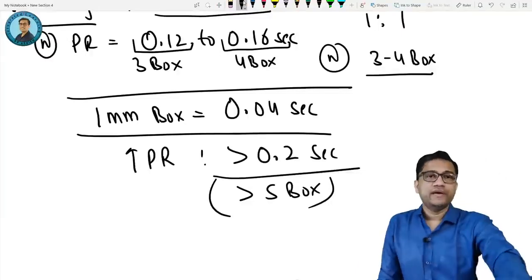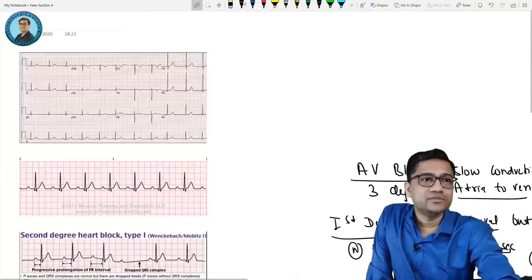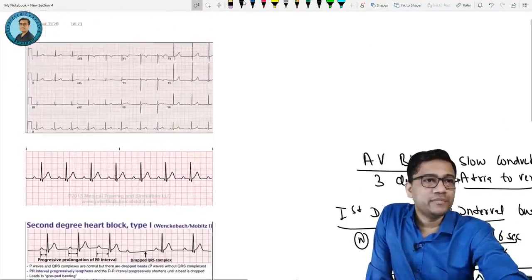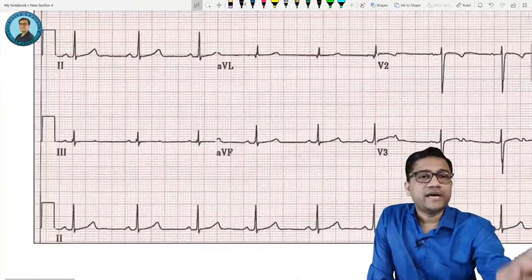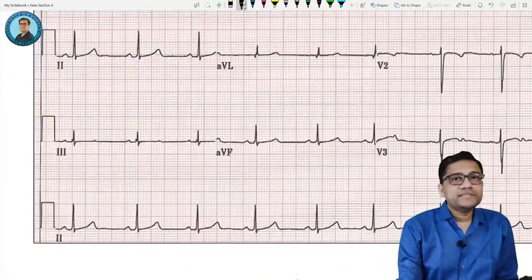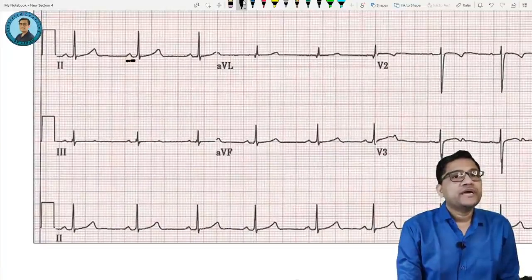Done. Okay. Now please have a look at this. Let me show you. Can you people see this? I can't make it any bigger, but let's try to calculate. This is P. So how many boxes are there? 1 box, 2 box, 3 box, 4. Can you see 4 boxes? So how many boxes? 4 boxes.